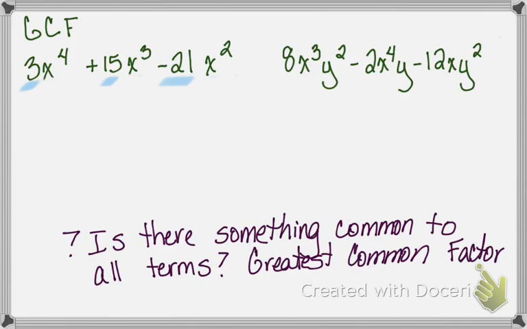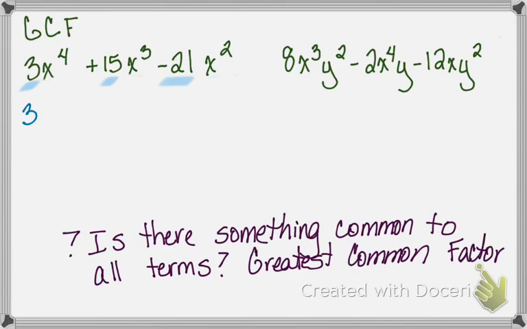So I am going to ask myself, is there a number that is common that can be factored out of 3, 15, and negative 21? What can be factored out of all of those? 3. Okay, so I am going to factor out a 3.